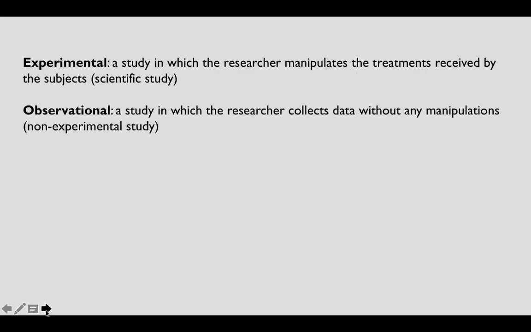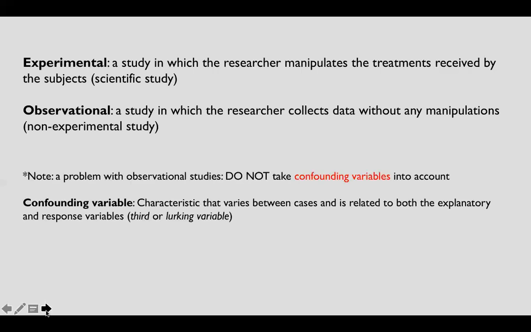So experimental and observational studies are also important to know. Experimental studies are studies in which the researcher manipulates the treatments received by the subjects. So this is also called a scientific study. And then observational is a study in which the researcher collects data without any manipulation. So this is entirely left to nature. It's a non-experimental study. The treatments are not manipulated in any way.